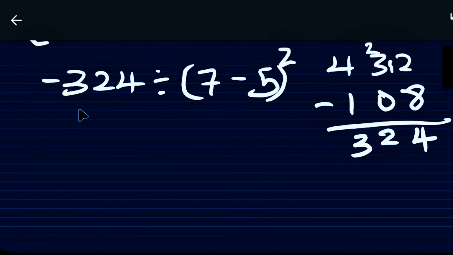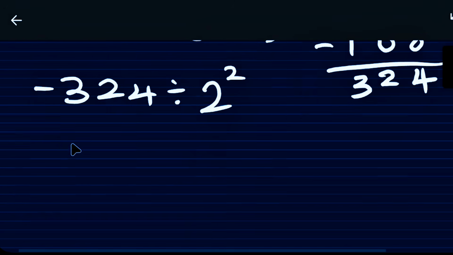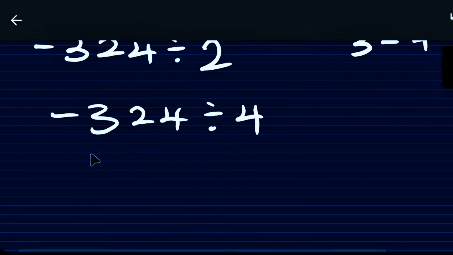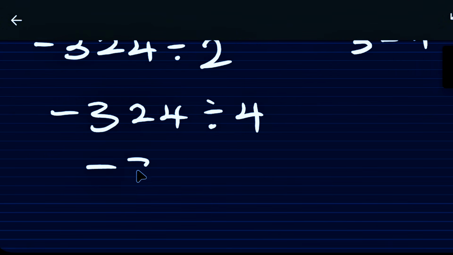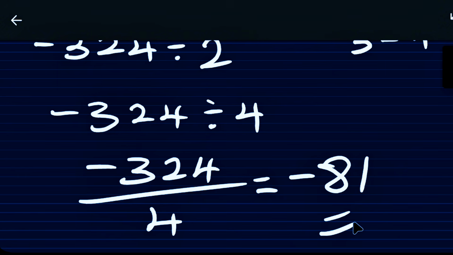So from here, we are going to have minus 324 divided by 7 minus 5, which equals 2 squared. So we have minus 324 divided by 2 squared, which is 4, and minus 324 divided by 4 will give us negative 81 as the right answer.